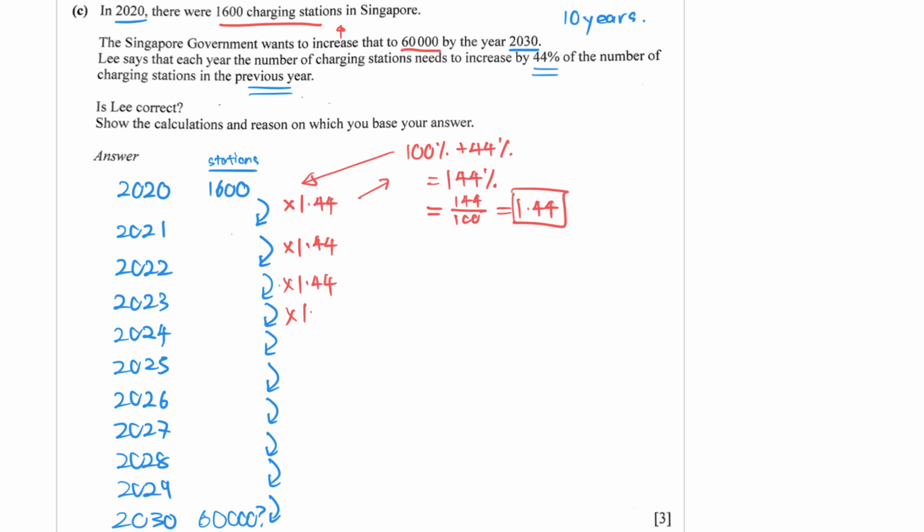I reach 2030. So I'm going to do it 10 times. 1, 2, 3, 4, 5, 6, 7, 8, 9, 10. And I'm going to check if we can reach 60,000. So in your calculator, actually it's pretty simple. For example, I will first key in, everyone, it's important of the order. I'll just key the first number, 1,600 times 1.44.